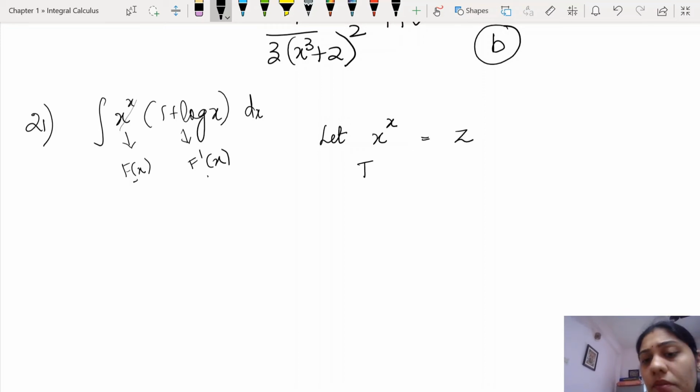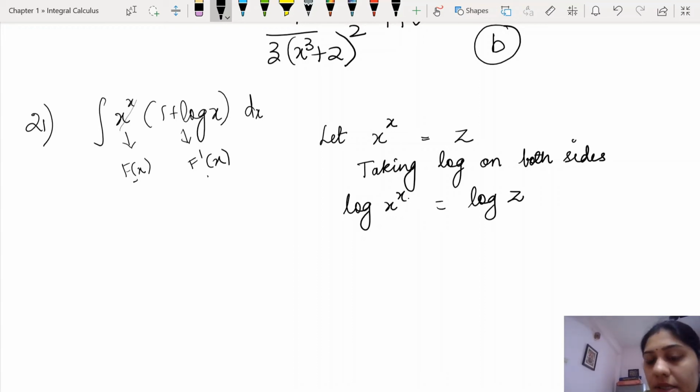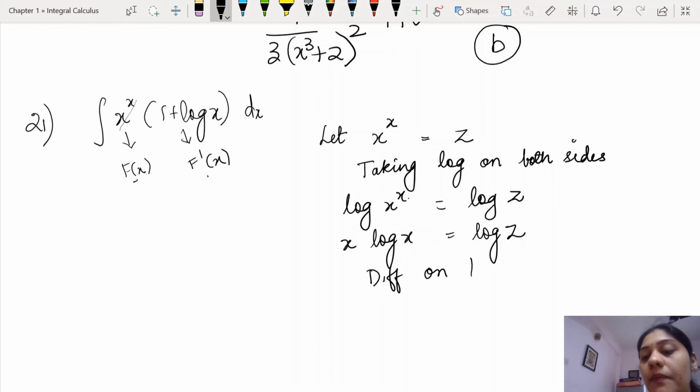Now taking log on both sides, it becomes log x power x is equal to log z. Now the power normally comes out, right? So it becomes x log x equal to log z. Now I'm going to differentiate on both sides.